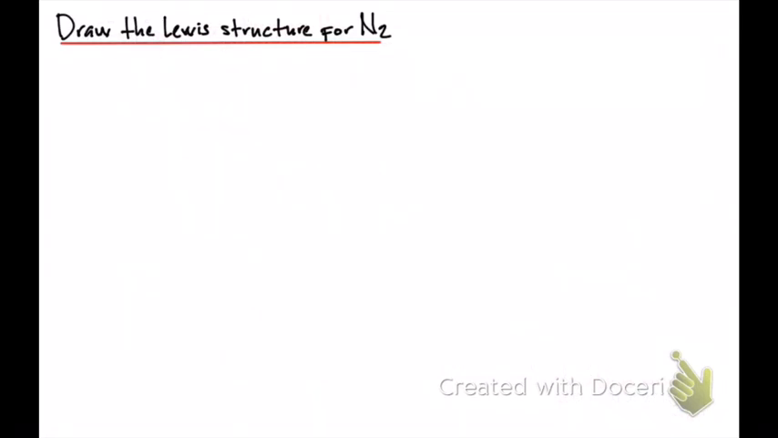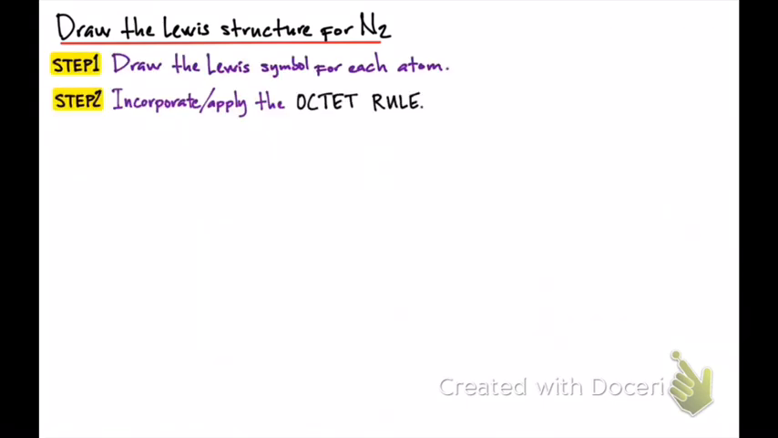Now let's look at another diatomic molecule here. This is nitrogen gas with the chemical formula N2. How do we draw the Lewis dot structure for nitrogen gas? Well, again, we will follow the same steps here. The first step is to draw the Lewis dot symbol for each atom that's involved. And then we'll apply the octet rule. So here's nitrogen.